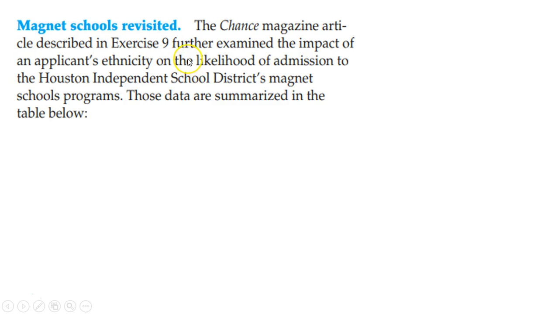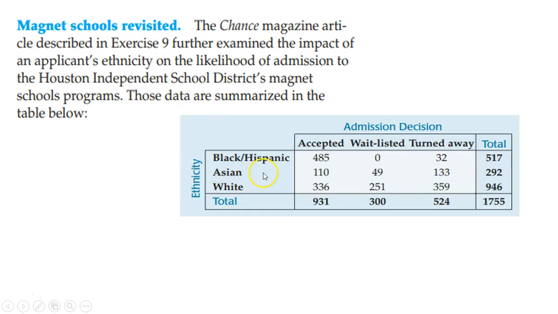This is saying that in Chance magazine articles described in the prior example, the impact of applicants' ethnicity on the likelihood of admission to a Houston Independent School District magnet school. So here's what we have, right? If you take a look at this, we have their ethnicity, and we have whether they were accepted, not accepted, turned away, and their totals, in the margins right here on the side.